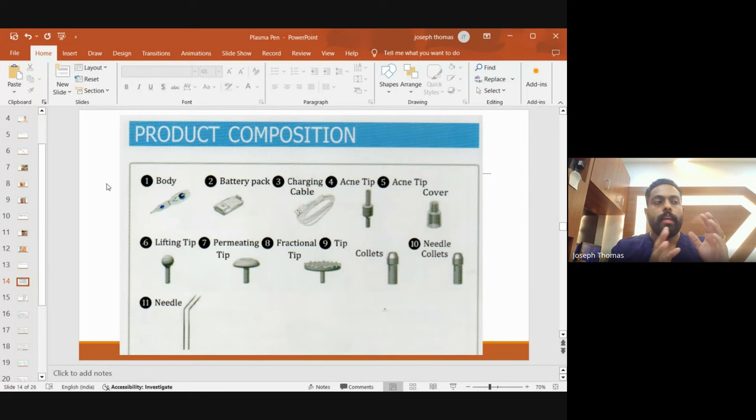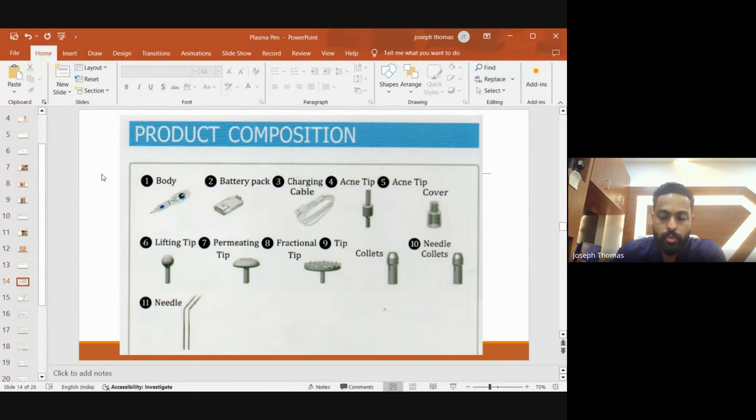The plasma pen box which I ordered for some of the doctors has a product composition almost like this. It has a body, a battery pack, a charging cable, and these heads: acne tip cover, lifting tip, permeating tip, fractional tip, and the tip collets. There are two tip collets, needle collets, and there are needles also. This is the product composition on the boxes which I ordered for the other doctors, and they have also got the product.